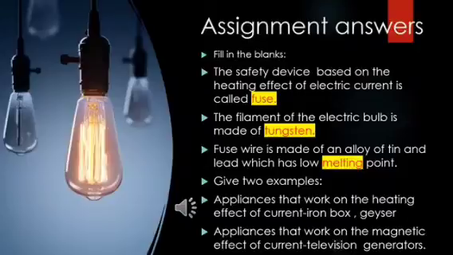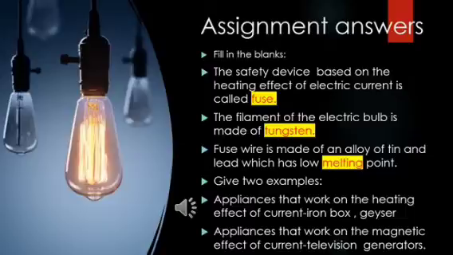Let me give you the assignment answers. The first one was fill in the blanks. The safety device based on the heating effect of electric current is called a fuse. The filament of the electric bulb is made of tungsten. Fuse wire is made of an alloy of tin and lead, which has a low melting point.